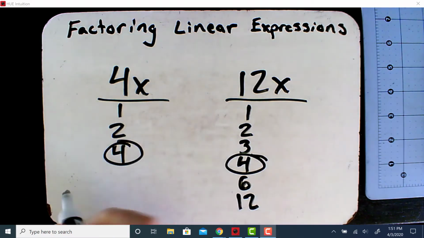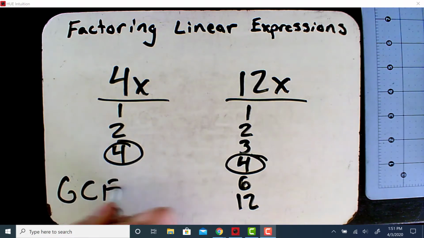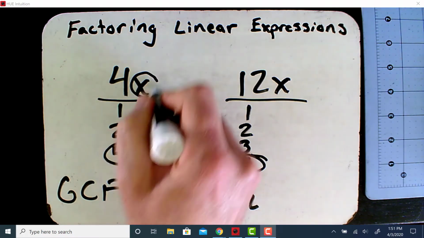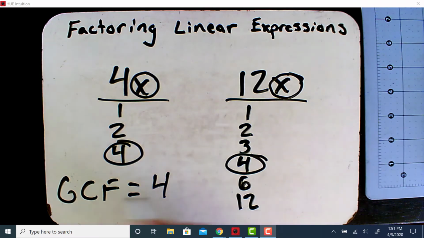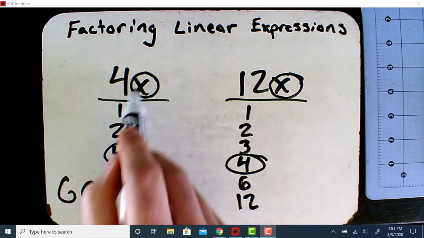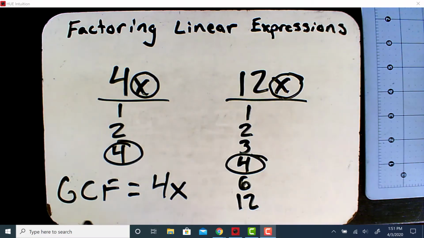So if I asked for the greatest common factor of these two monomials, it would be 4, but that wouldn't be all of it. The thing that they also have in common is both of these monomials have an x. So the greatest common factor of the two monomials would be 4x, because 4 is their greatest factor number-wise, and they also have the common factor of x together. So 4x is our greatest common factor for these two monomials.